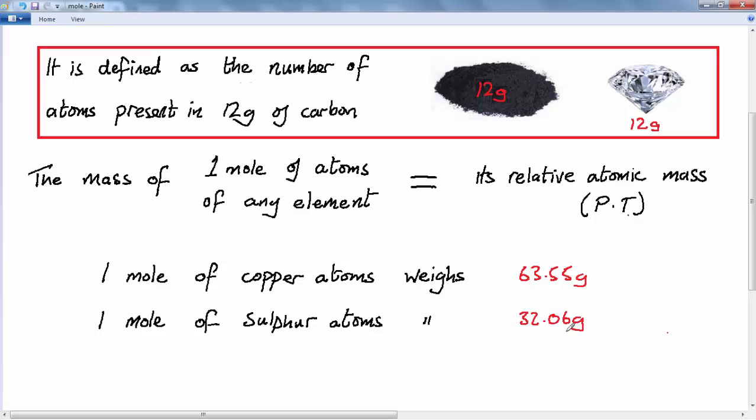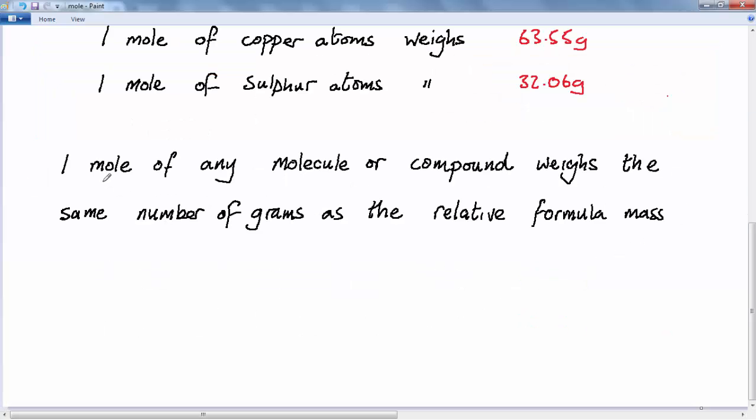Likewise, 1 mole of sulfur atoms will weigh 32.06 grams. Okay, we can also talk about a mole of molecules, for example. In the same way, a mole of any molecule or compound will weigh the same number of grams, the same mass, as the relative formula mass.